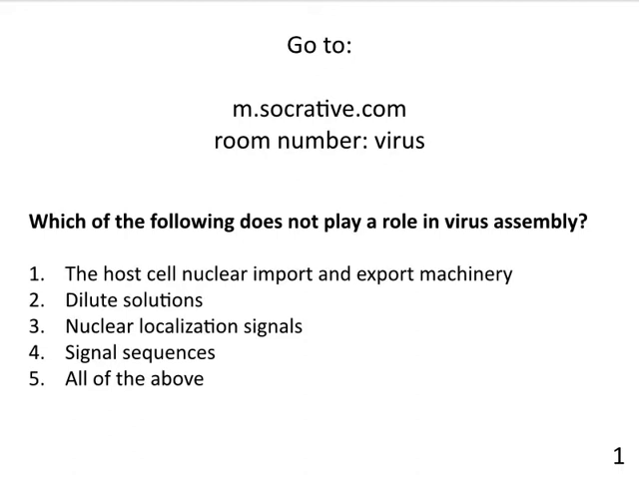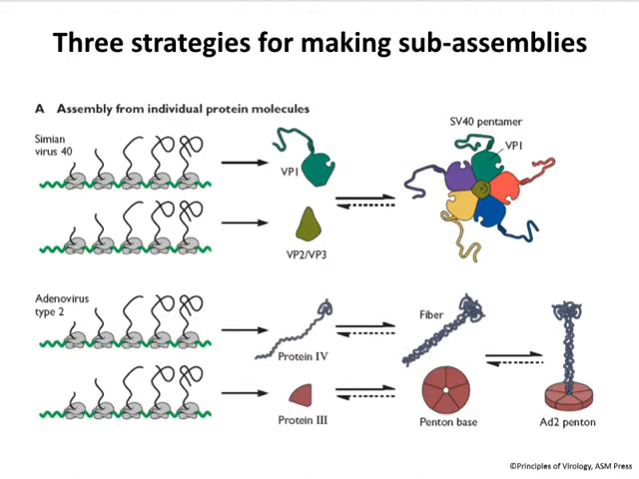The host nuclear import and export machinery certainly is involved. We just talked about that. Nuclear localization signals, of course, to get things in the nucleus, you need an NLS. Signal sequences for putting viral proteins at the plasma membrane. So 5 is obviously wrong. So it's dilute solutions.